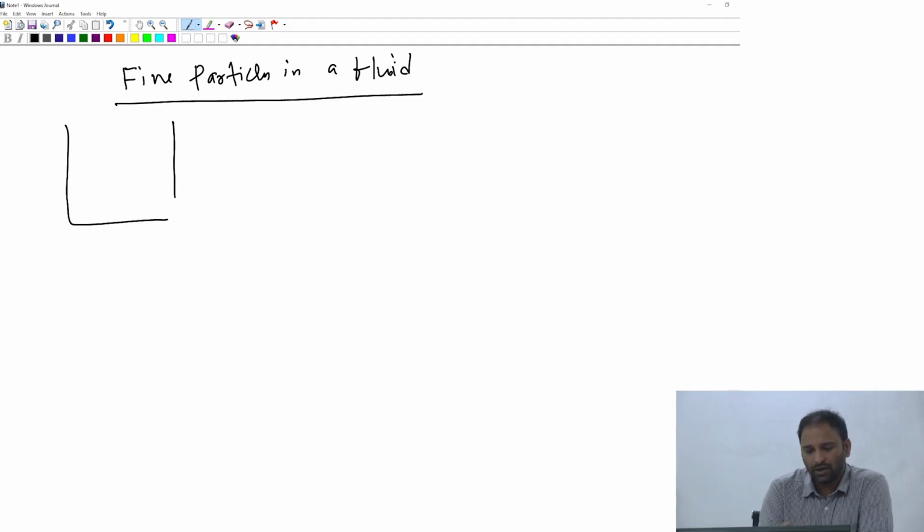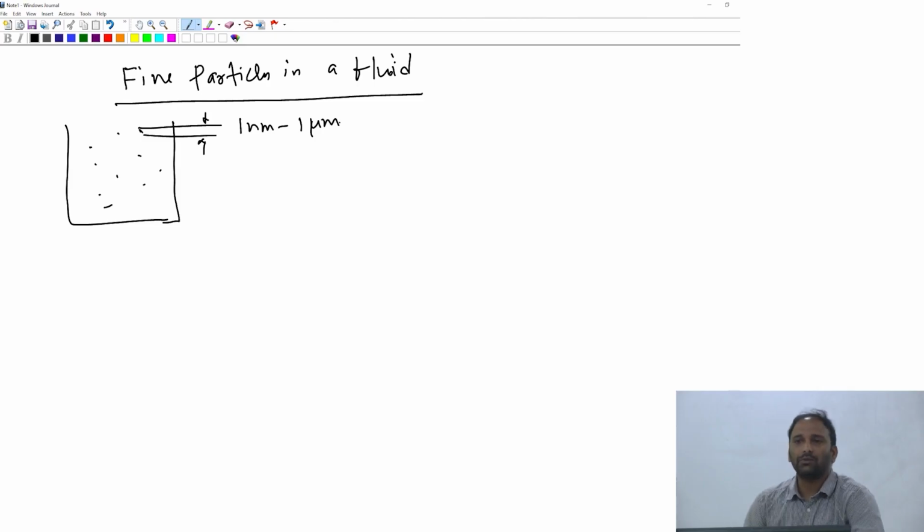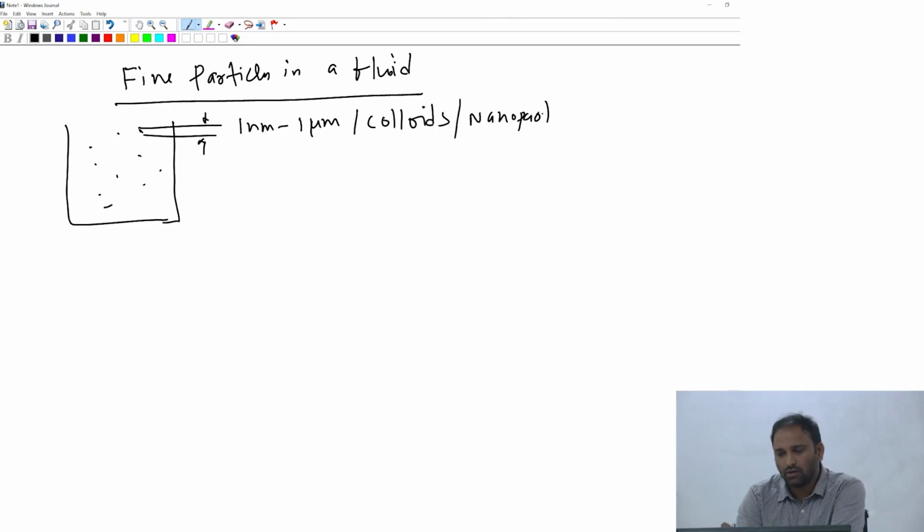What I mean by fine particle is, I have a container, I have particles. The dimension of these objects is going to be in the range from about 1 nanometer to 1 micrometer. That's the dimension of the object. So typically people call them colloids or nanoparticles.